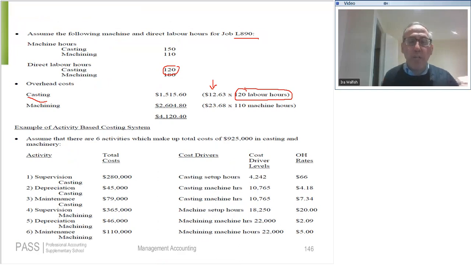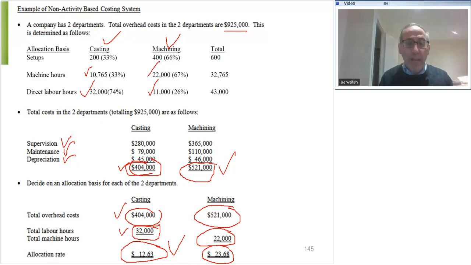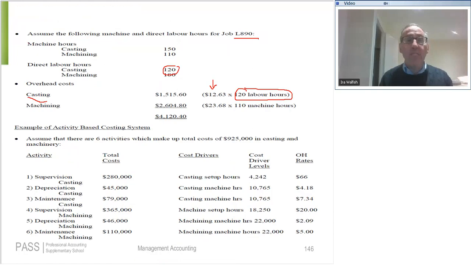So for this particular job, it required 120 labor hours in the casting department. The rate based on allocating the casting department's cost based on labor is 1263. You see that right here. So I would simply take 1263 times 120 labor hours, and that's my total allocated forecasting. This is my total allocation of casting overhead cost to this particular job.